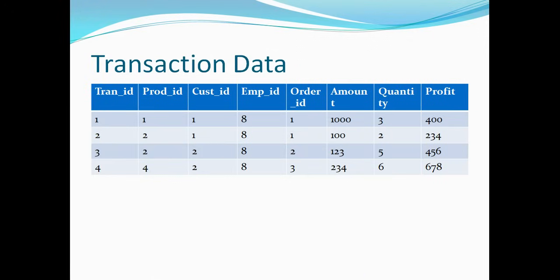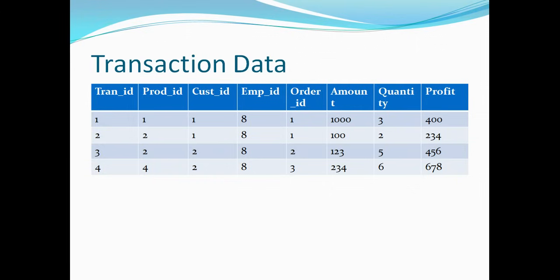So for transaction ID 1, the product with ID 1 is being sold to the customer with ID 1, and the employee servicing the transaction is employee ID 8. The first and the second transactions are part of the same order, so we have given them the order ID 1. This is a degenerate dimension. It doesn't have any other attributes. It's self-explanatory, but it actually helps us to group by and do some operations.